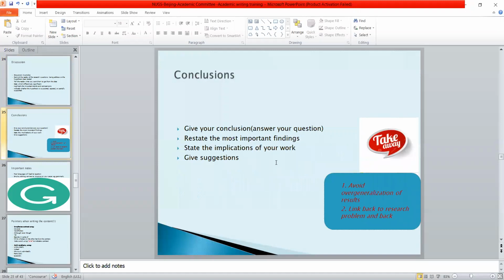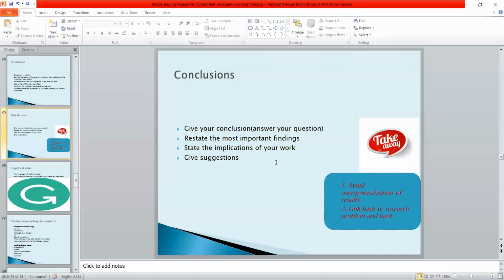Then the last aspect of our manuscripts has to do with the conclusions. You give your conclusion, you answer the question. This is where the answers to your questions are made, the conclusion. Restate most of the important findings. For instance, you did a research and you had a very important finding.